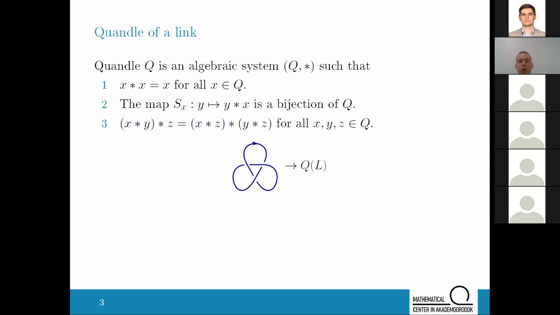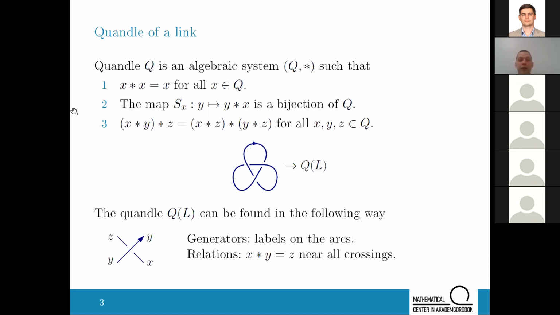And there is a way to introduce a quandle from a given link. Again, label the arcs of the link and write a quandle by generators and relations. The generators, as in the case of the group, are labels on the arcs, and the relations are x star y is equal to z near all crossings. Here, we look at the overpass: x on the right, star the overpass, gives y, what is on the left. This will be the quandle constructed from a link. Quandles can be given by generators and relations, and this quandle is an invariant of links.